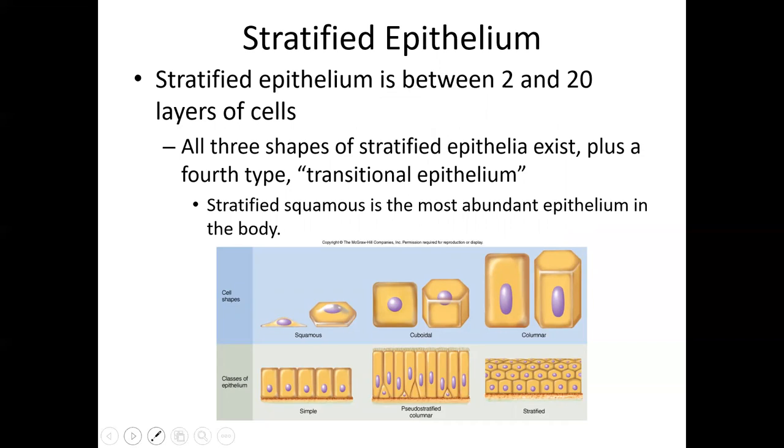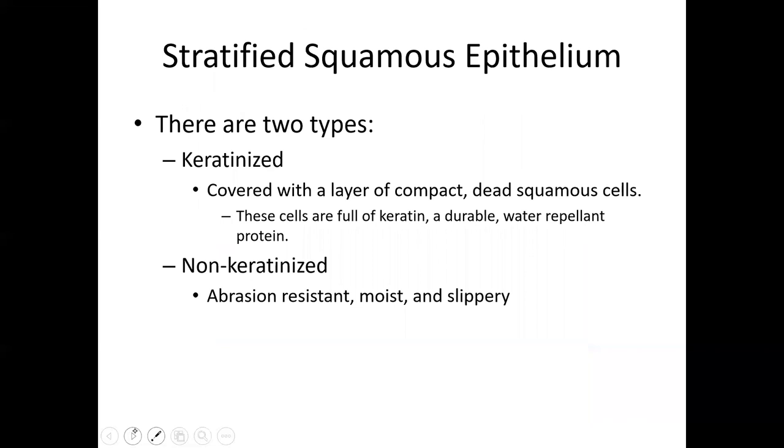Stratified epithelium, anything more than one layer. And while we do see all three types of stratified epithelium, really only one of them we see a lot of, and that's stratified squamous epithelium. Stratified squamous epithelium is the most abundant epithelial tissue, period. There's more of it than there is of anything else. There are two types of stratified squamous epithelium, keratinized and non-keratinized. Keratinized, the outer layer of your skin. It's covered with a layer of dead skin cells.